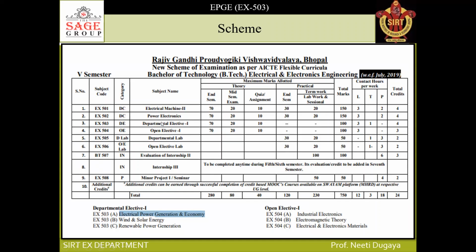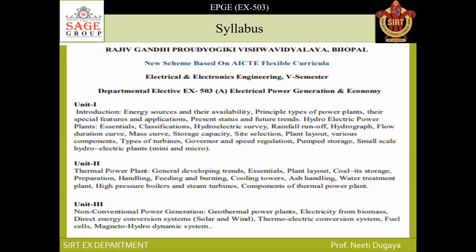EX 503 is a departmental elective 1, and for this departmental elective 1 we have chosen electrical power generation and economy. So its subject code is EX 503A. This is the syllabus as per RGPV norms, which is a scheme based on the AICTE flexible curriculum.